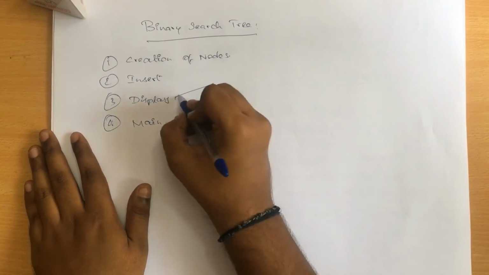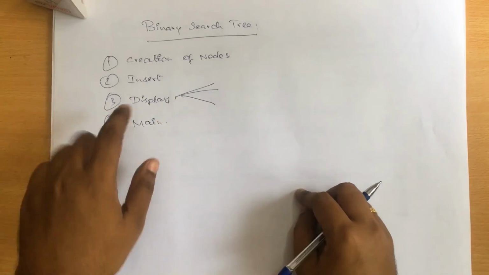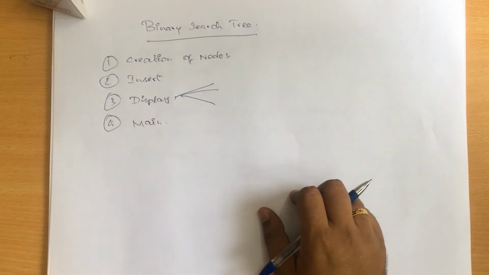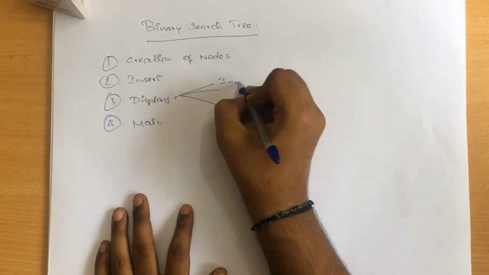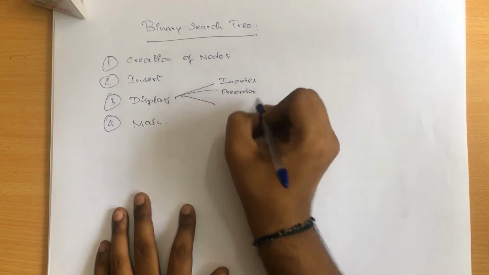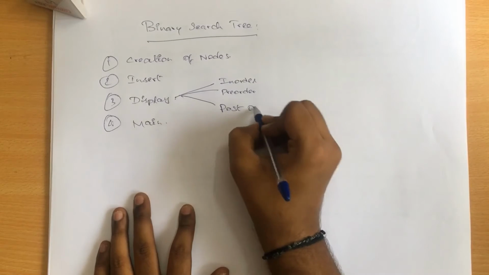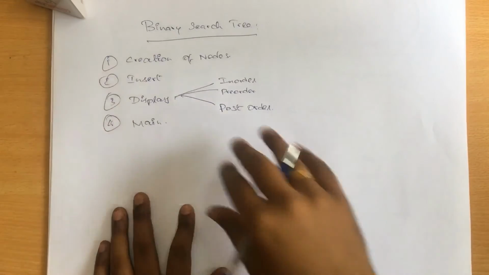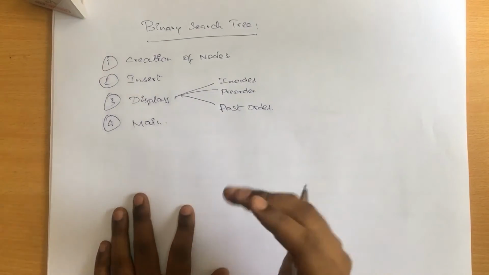But in the display method I'll be having 3 divisions, right? So instead of one display method, you will have three particular methods over here. One is going to be in-order, the next one will be pre-order, and the last one will be post-order. These are all the methods which we need to focus on in our tree algorithm.